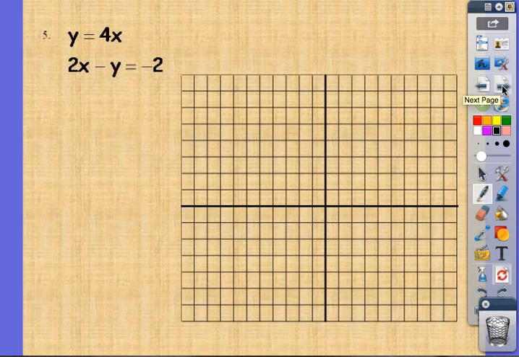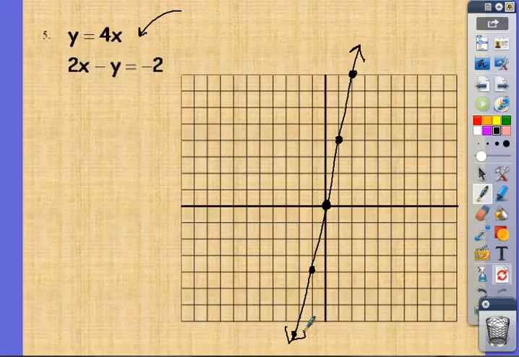Now, we don't see a y-intercept here, so what is our y-intercept? 0. So we're going to put a dot at 0, 0, and then our slope is going to be what? Up by 4. Up 4 over 1, to the right 1. And then we could also go backwards and go down 4, left 1. Try to make your lines as straight as possible. Should have had some rulers out for you, sorry.